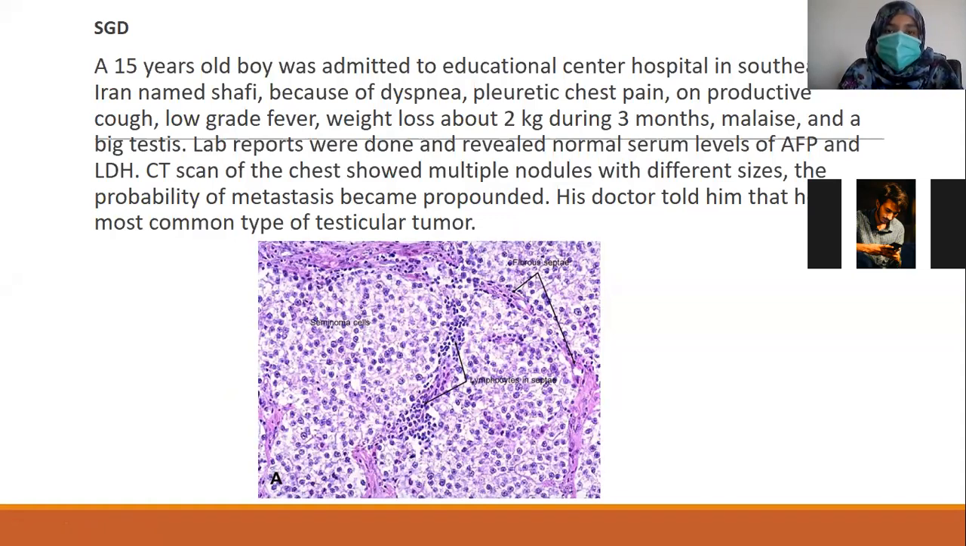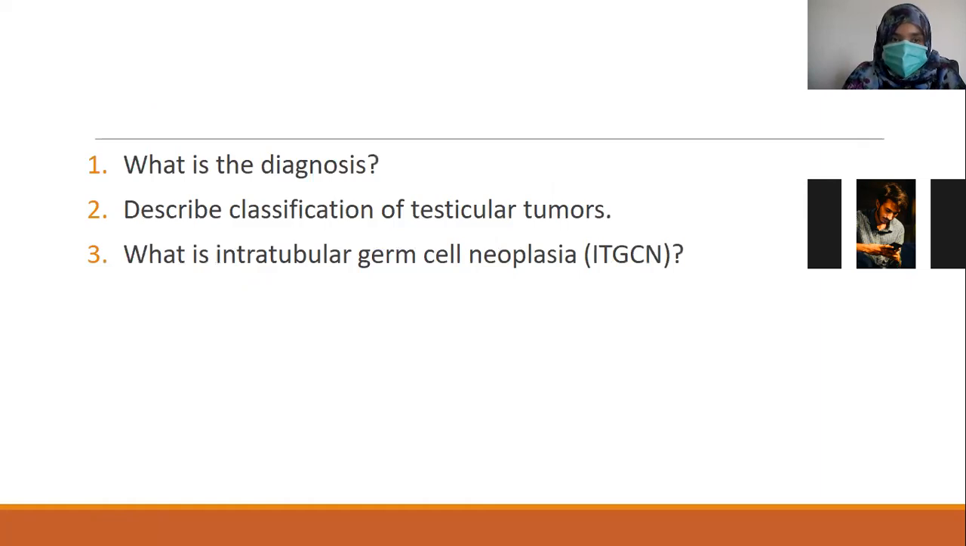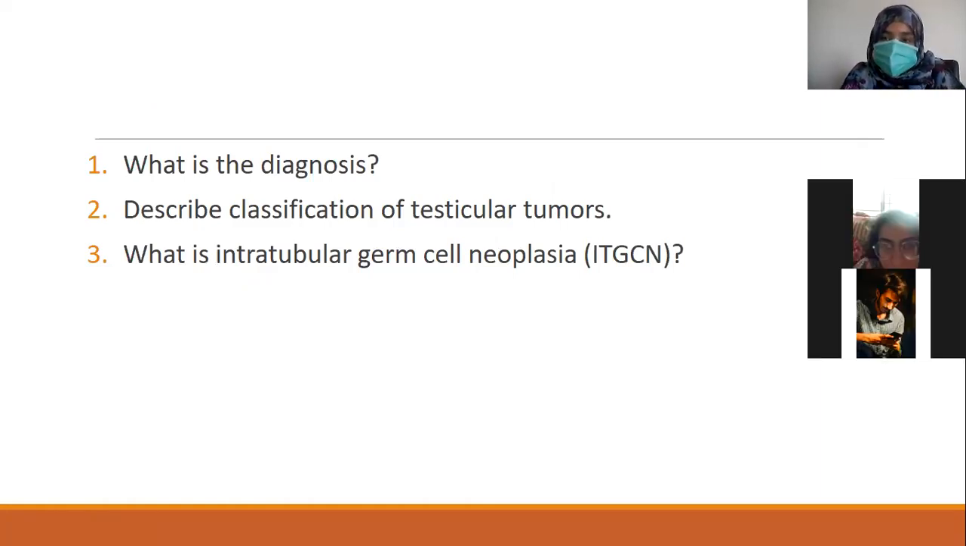So lab reports were done and revealed normal serum levels of LDH. CT scan of the chest showed multiple nodules with different sizes, and the probability of metastasis was propounded. His doctor told him that he has the most common type of testicular tumor. So what is the most common type of testicular tumor? It is seminoma. So what is the diagnosis? Seminoma. Describe classification of testicular tumors.